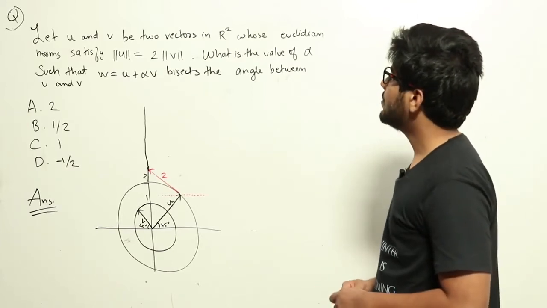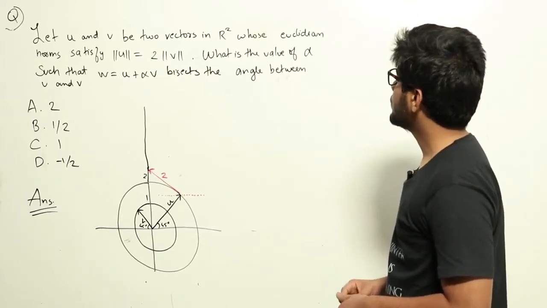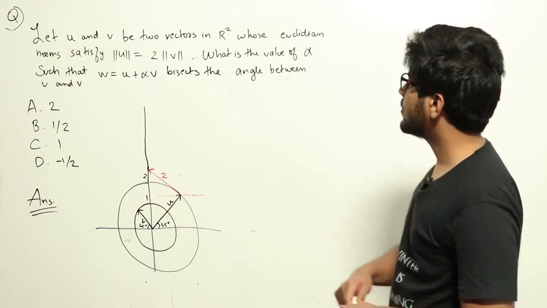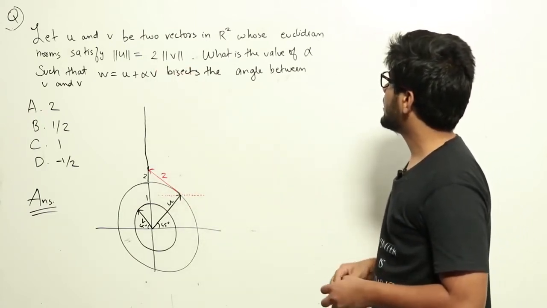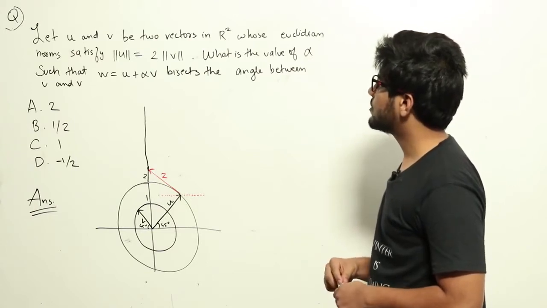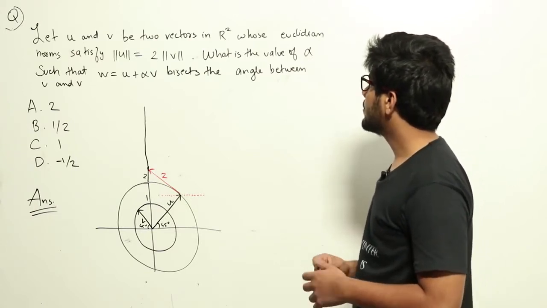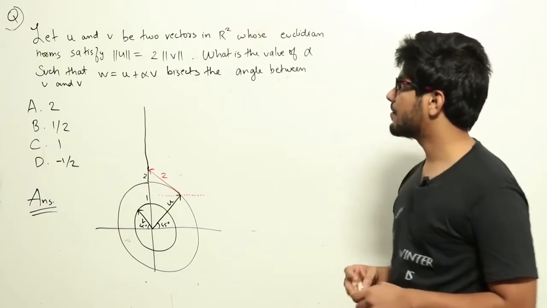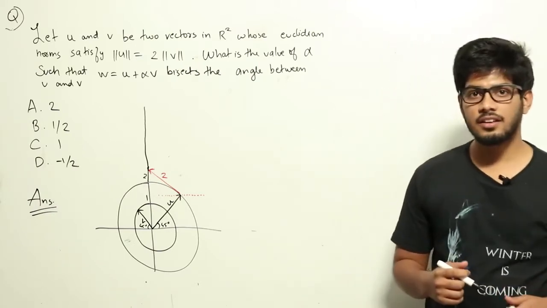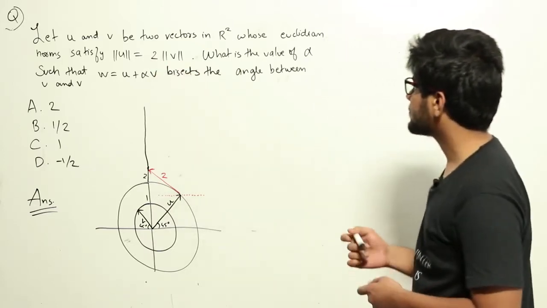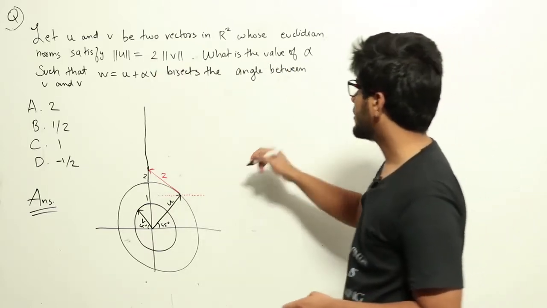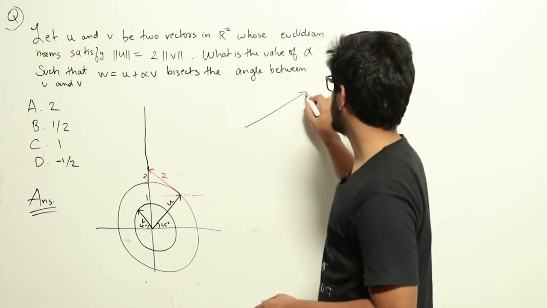Let U and V be two vectors in R square whose Euclidean norms satisfy norm of U equals 2 times norm of V. What is the value of alpha such that W equal to U plus alpha V bisects the angle between U and V? So this is a question regarding vector spaces. Here they have given us two vectors, U and V. So let's take one sample vector U.